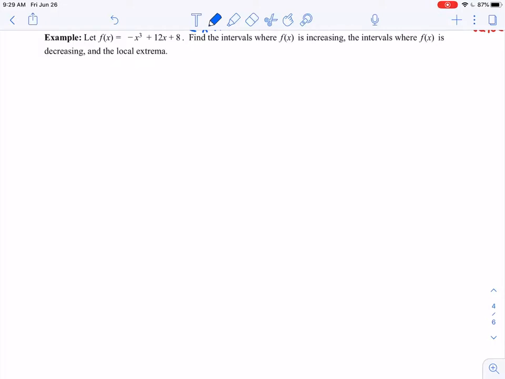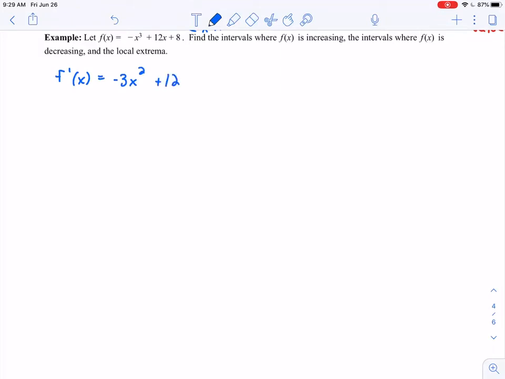Most of this problem should feel pretty much the same. Really, it's just going to be a couple of added extra steps at the end where we're just looking to identify, do we have any local extrema? So I need to start by finding my critical numbers, which means I need my derivative. So f prime of x is equal to negative 3x squared plus 12.